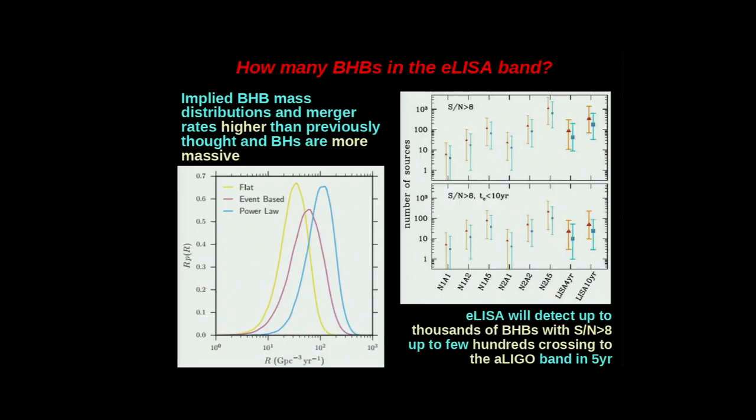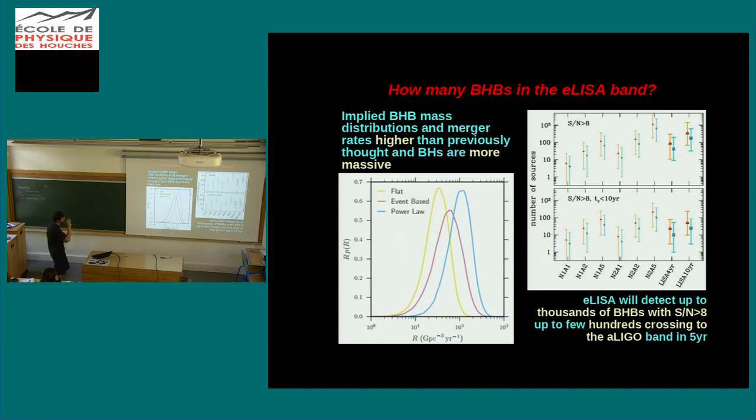So how many do we expect in the LISA band? These are some calculations that I did a couple of years ago. The most relevant points are the ones here for the current detector design, assuming 4 or 10 years of mission operation, and this is for 2 different population models. You might expect several hundred to maybe 1,000 of these sources with SNR higher than 8, and maybe a few tens to up to 100 if your LISA detector runs for 10 years, of systems that will cross into the LIGO band and merge in LIGO.